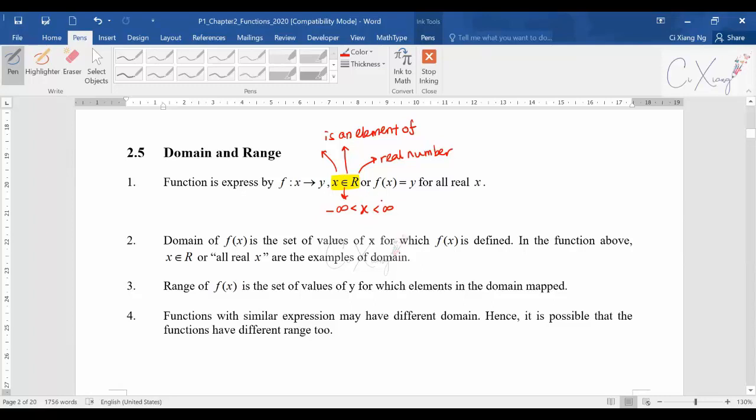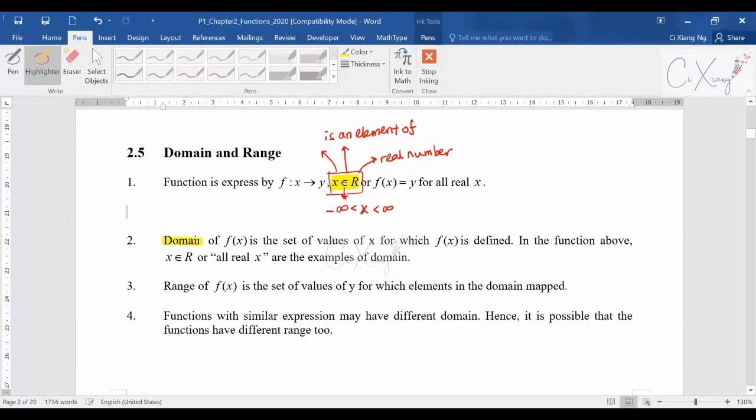And usually the domain will be given in the question, unless they want you to find out the domain yourself, which means they might want you to use some concept to find it out. For now, we focus on this one first. Usually they will write out the domain after the expression of the function. Okay, and then what is the meaning of domain here?